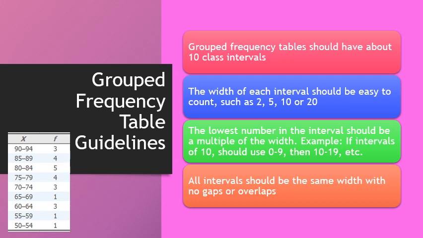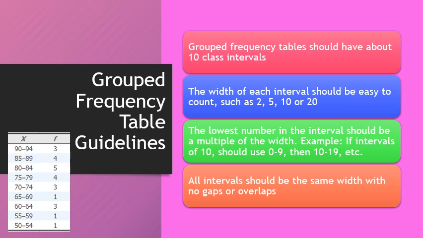As you can see, X's are a range of scores from 90 to 94, 85 to 89, 80 to 84, and so on. And then the frequency column shows how many of each range of scores is available. So, for example, if you looked at 90 to 94, that's 5 scores: 90, 91, 92, 93, and 94. So this one uses a width of 5 for the grouped frequency table.